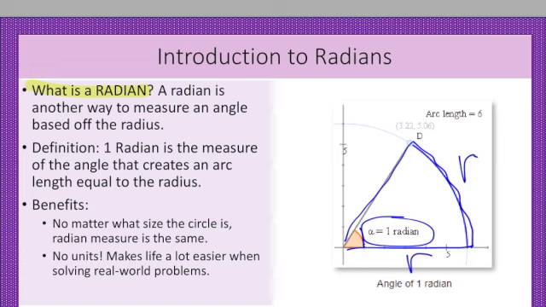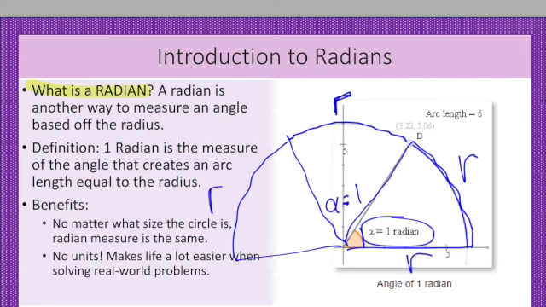So I can draw another arc measure of r, right? Let's say this is also equal to the measure of the radius. Then I have another radian. Then this measure is 1 radian. I can continue going. I can go another measure of the radius, and I can get a third radian. So the benefit of using radians is just like degrees, no matter what size the circle is, the radian measure is going to be the same.